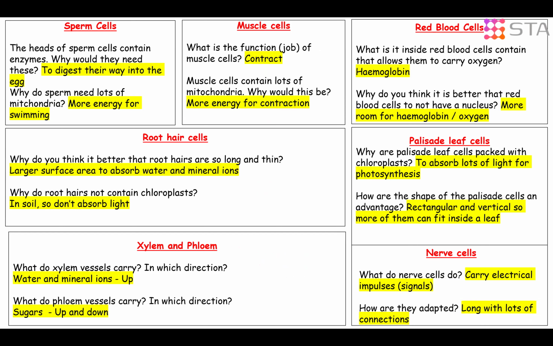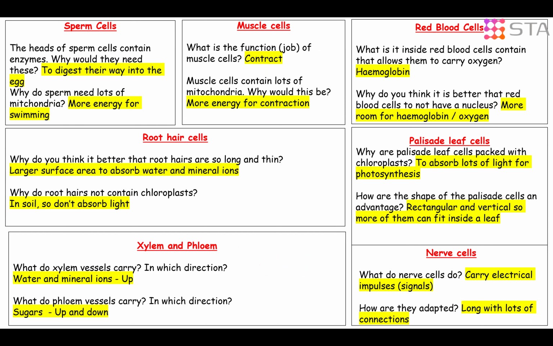Of course, for everyone you've got correct, put a tick. And if you haven't got it correct, of course, put the correct answer down. Muscle cells contain lots of mitochondria. Why would this be? More energy for contraction. What is it inside red blood cells that allows them to carry oxygen? It is, of course, hemoglobin.